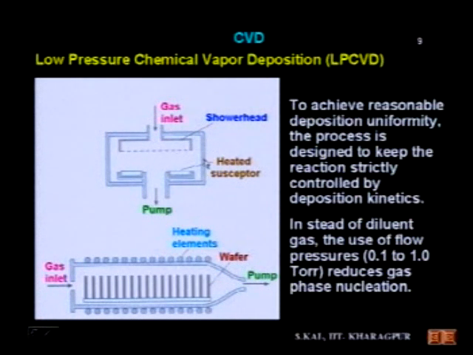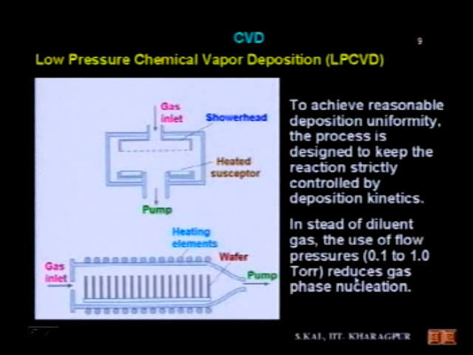Since it is an LPCVD system, to achieve a reasonable deposition uniformity, the process is designed to keep the reaction strictly controlled by deposition kinetics. You have to design the reactor in such a fashion that the reaction is strictly controlled by deposition kinetics. Here, instead of diluent gas, the use of low pressure, that is 0.1 to 1 torr, reduces gas phase nucleation.